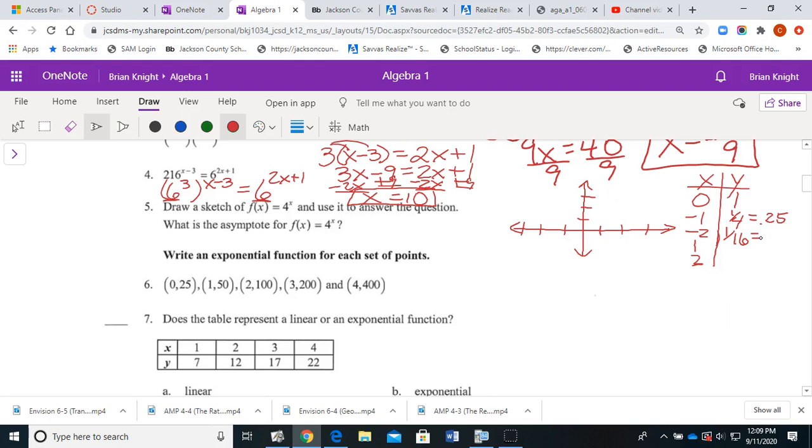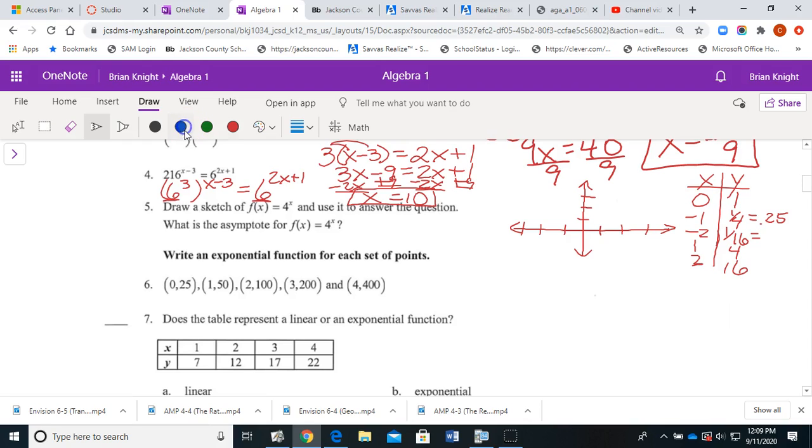I'm just going from my 0, left and right. I have 1 and 2 right there. You need to do some on either side of it to make sure you know which way it's going. If you plug in 1, you get 4, and if you plug in 2, you get 16. I'm not going to graph 16. It's just too big.